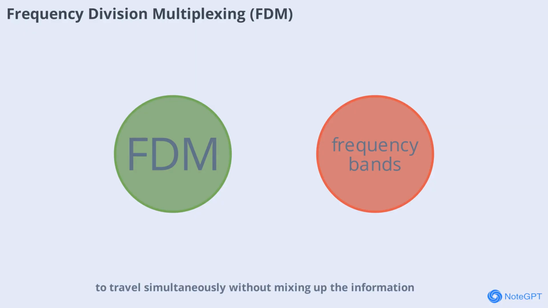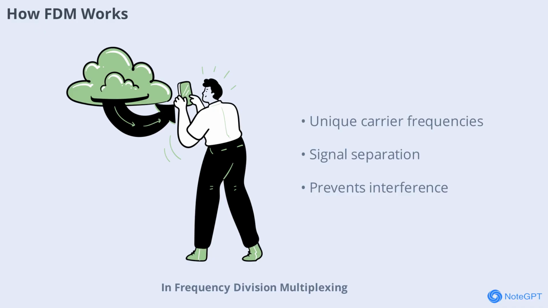the information. In frequency division multiplexing, each signal is modulated onto a unique carrier frequency. These carriers are spaced apart so that their signals don't overlap, preventing interference. The combined signals are then transmitted together over the same medium. At the receiving end, filters separate the signals based on their frequencies, allowing each original message to be recovered. This method is especially useful for analog signals and is the backbone of many broadcast and cable systems. FDM's ability to handle multiple signals at once makes it ideal for high-capacity communication channels.